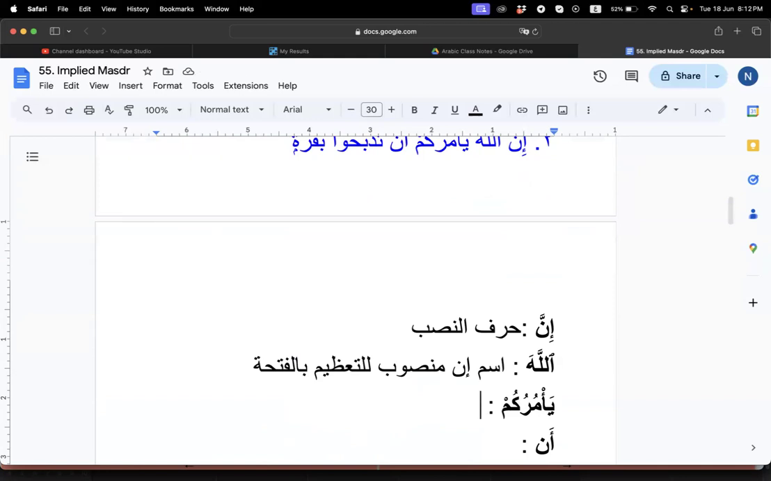Then ya'murukum is the khabar. This is actually our khabar inna, but is it an ism or something else? This is fi'l mudari. So for the jumla, we say الجملة بعدها في محل، في محل رفع خبر, marfu' in the position of rafa. Yes, khabar inna.